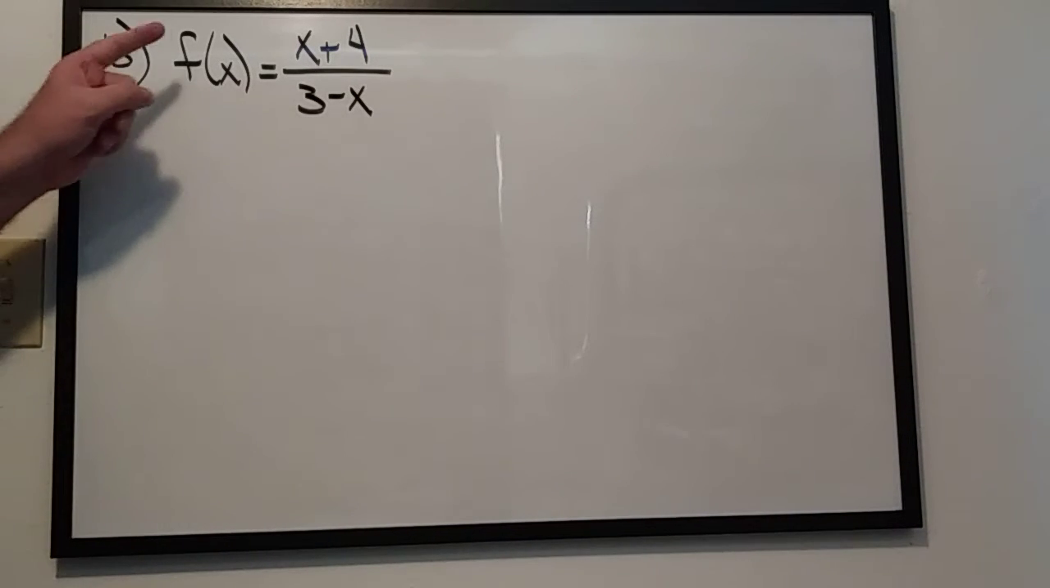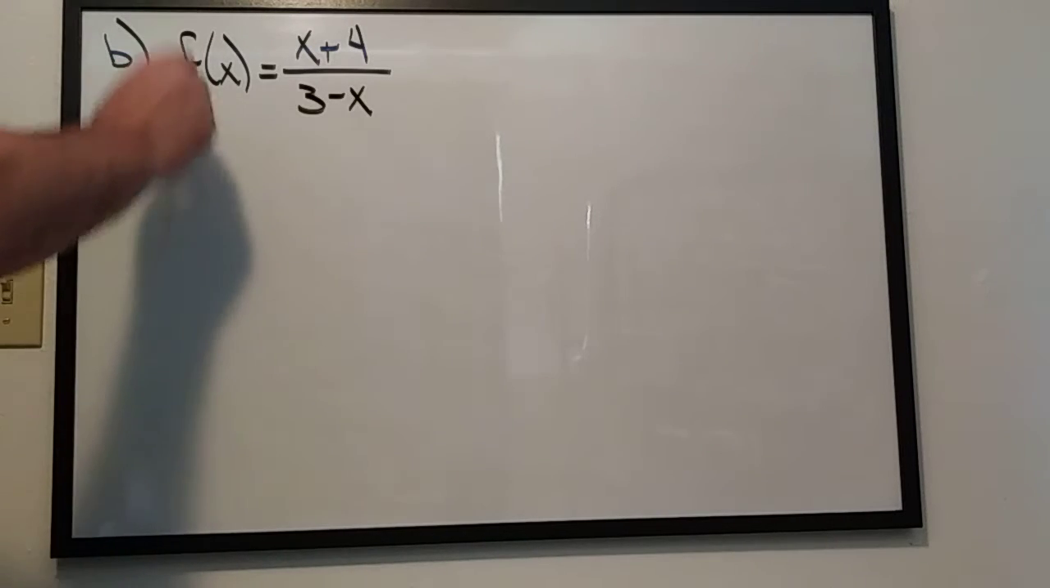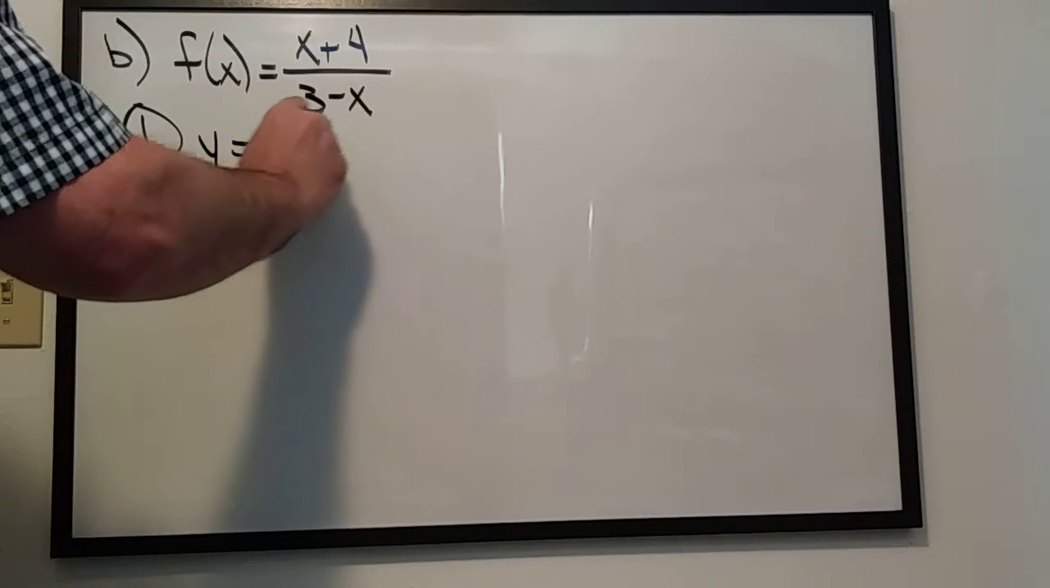For part B, our function is now defined as the rational expression x plus 4 divided by 3 minus x. So once again, we have a four-step process. Step number 1, replace the f of x by y.